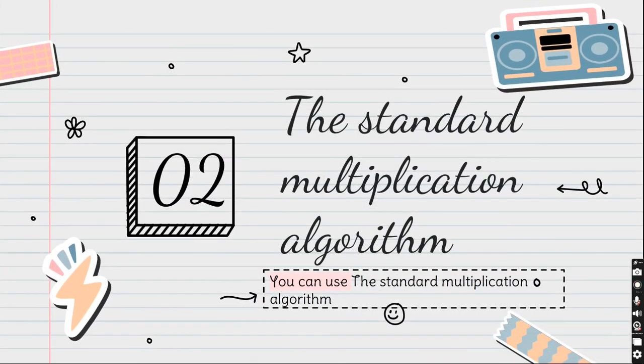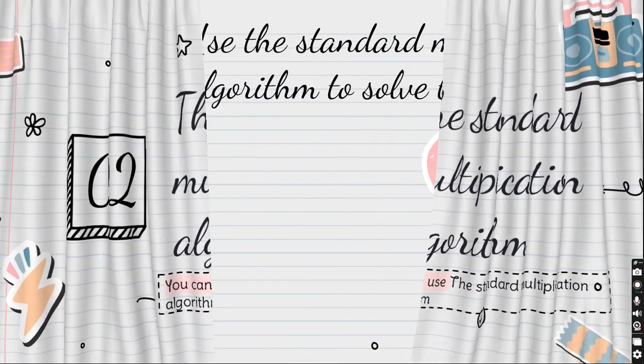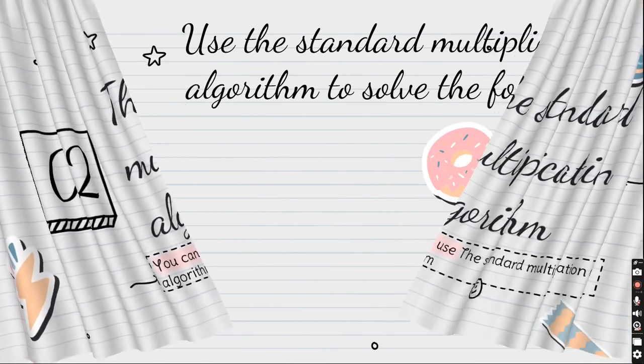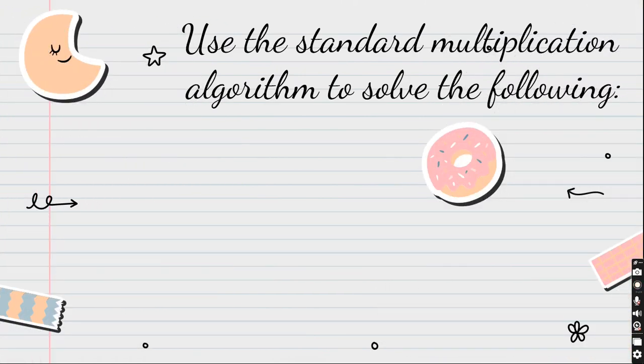Now we will talk about the standard multiplication algorithm. Let's start with me. Use a standard multiplication algorithm to solve the following. For example, if I ask you 512 times 6. Firstly, we multiply the ones. Secondly, we multiply the tens, but we put 1 zero at the end. And finally, we multiply the hundreds and put 2 zeros at the end.